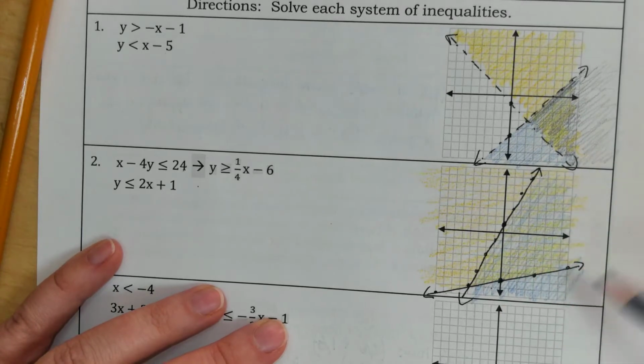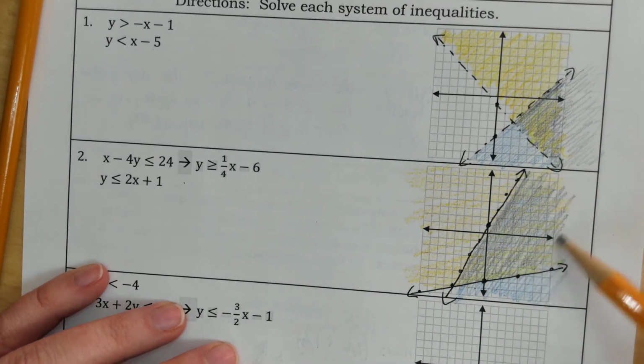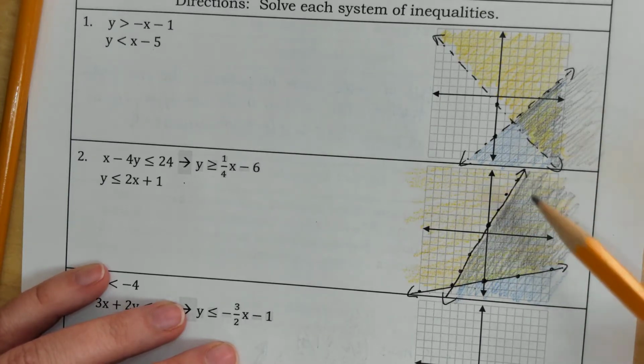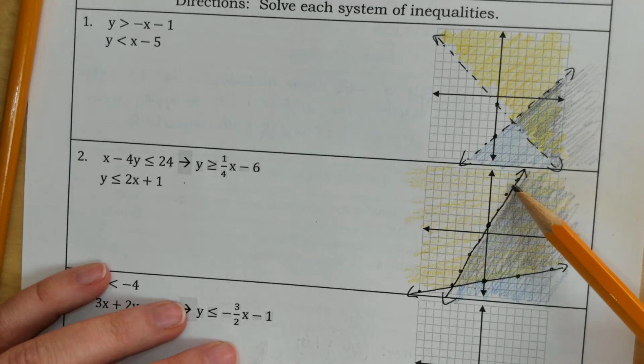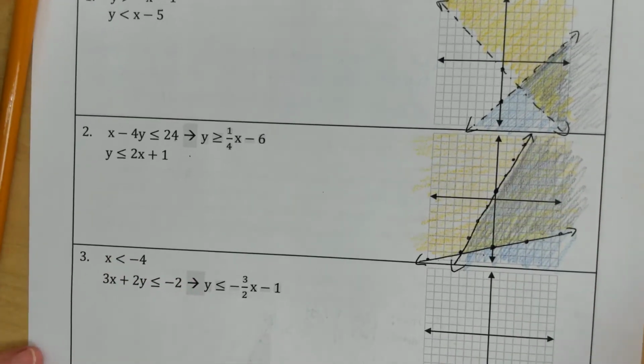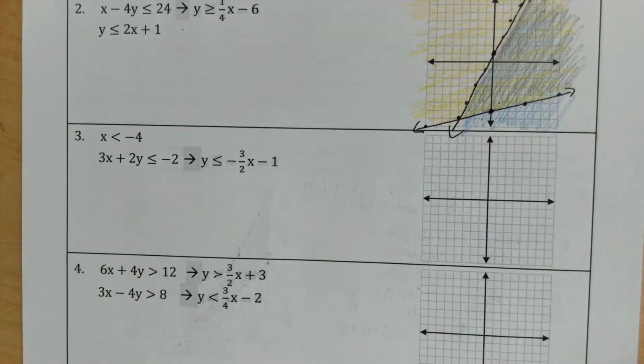So just to darken this in to make it visible, you'll see that my solution set is going to lie right in here. Remember, it does continue on forever because that is a grid. It'll continue in between those two lines. And anything that's on this line will be included in the solution because it's a solid line, not a dotted line.